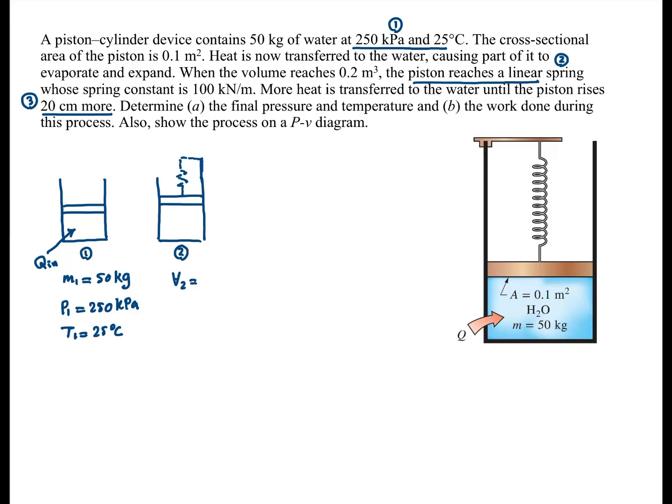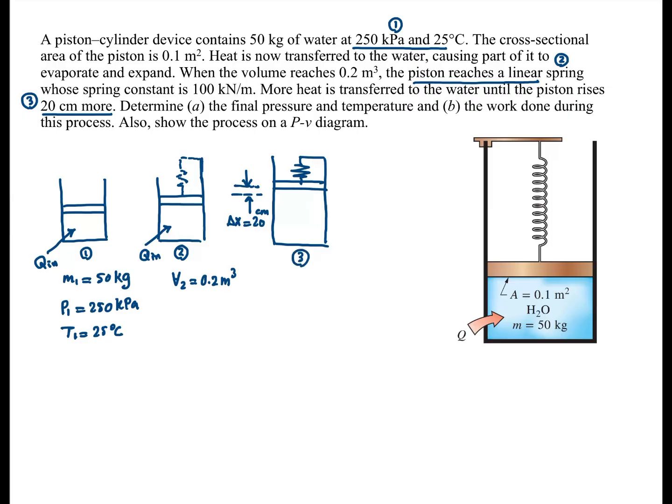Volume in state number 2 is given, 0.2 meter cubed. More heat is transferred to water. You're going to have more heat until the piston rises 20 centimeter more. So state number 3, the piston rises 20 centimeter more. Let's call this delta X, 20 centimeter. Now the spring is compressed. This is state number 3.